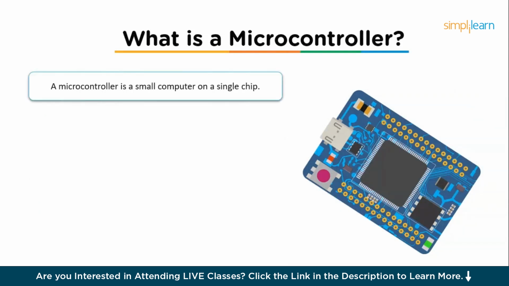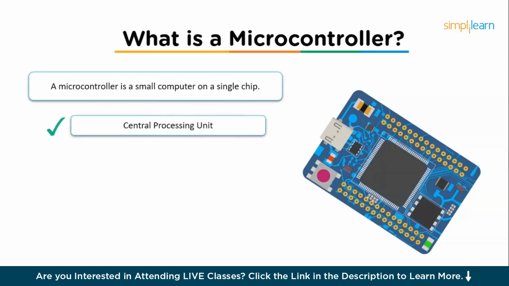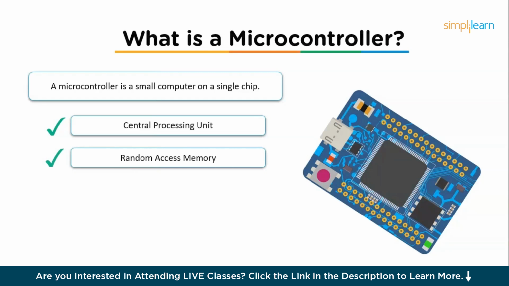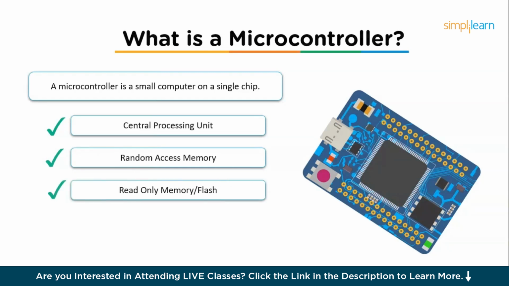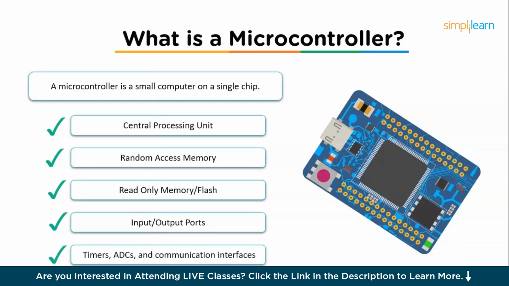Let's move on to understand what is a microcontroller. A microcontroller is a small computer on a single chip. It contains a central processing unit. Then it contains RAM, the random access memory, the temporary memory. Then we have ROM or flash, that is for the storage, a read-only memory. Then we have input or output ports, and sometimes we have timers, ADCs, and communication interfaces. All of this is packed into a single integrated circuit, often smaller than a coin.